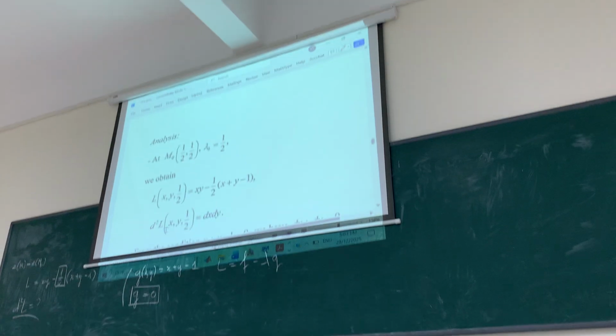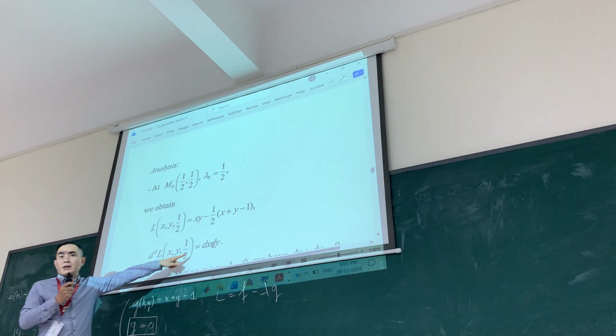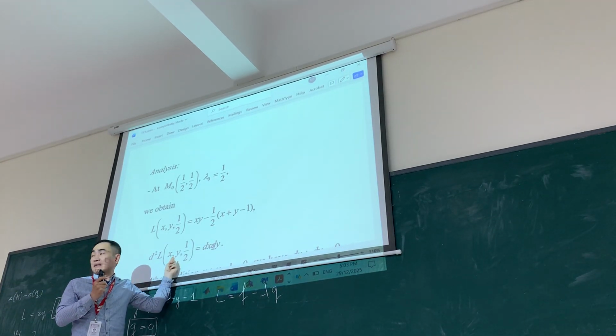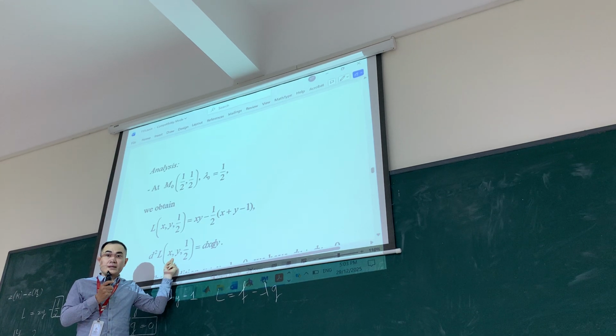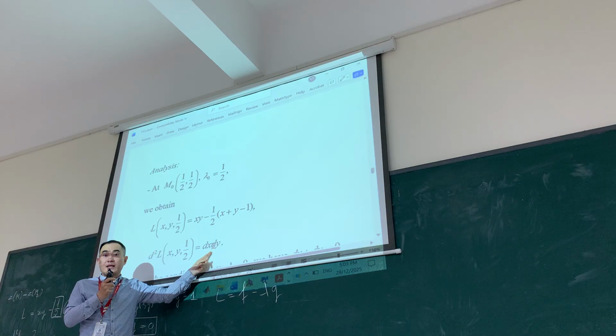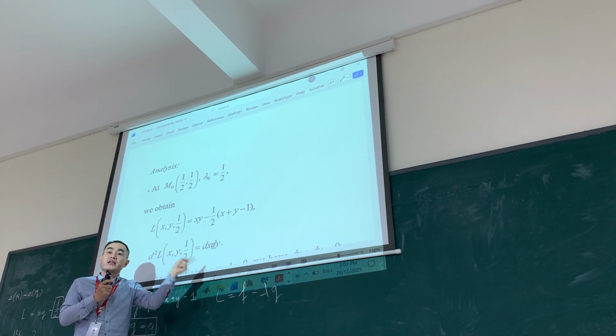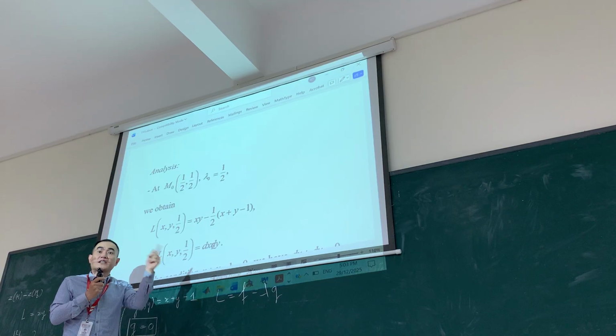The d squared L is equal to dx1. I think with this formula here, it's not easy to check the sign. I don't know whether the sign here is positive or negative. How to check that? We use the additional function to see whether it is positive.